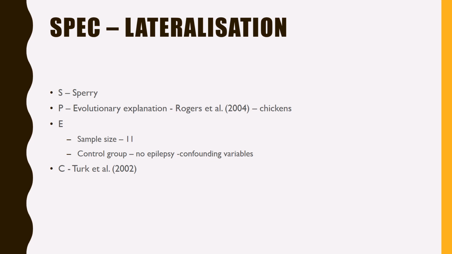So lateralisation suggests that each hemisphere specialises in certain functions, and Turk's research does not support that. So have a think about why Turk's findings that there are people with language centres in the right side of the brain in response to brain damage, why that doesn't support lateralisation. And again, if there are alternative explanations, why doesn't that support lateralisation theory? What impact does it have on the theory of lateralisation? Okay.